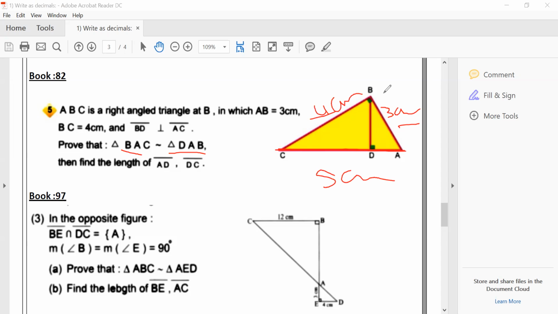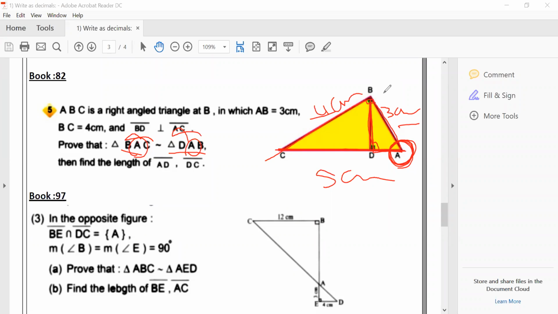So let's look at the givens of the angles. I have angle ABC equal to angle ADB. This is 90 and this is 90. Also, I have angle A in common. If you look here, angle A is common between the two triangles. So the third angle will be equal to the third angle. So I have proved the similarity.